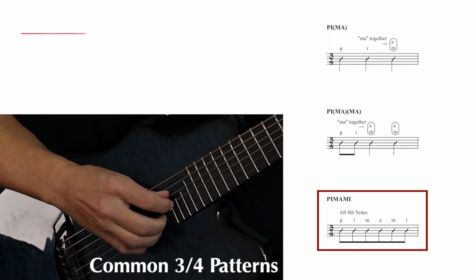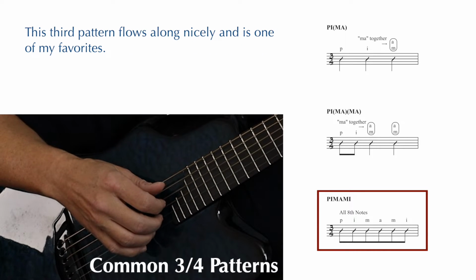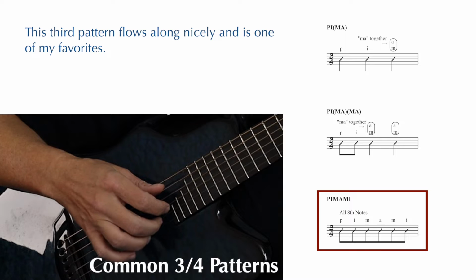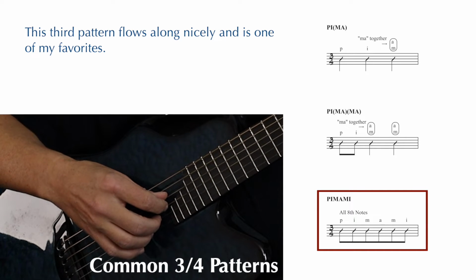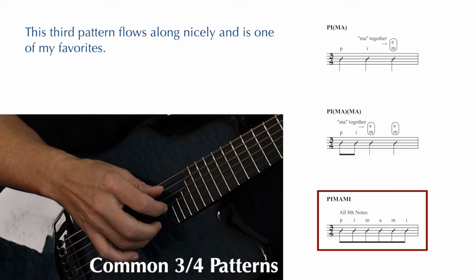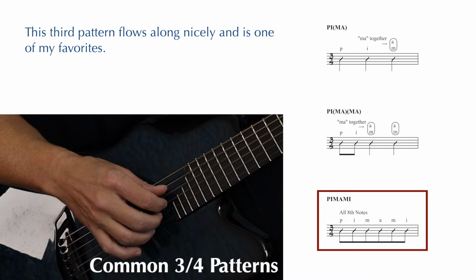And we have this continuous eighth note pattern that's simply thumb, 1, 2, 3, 2, and 1. And again, all eighth notes, so that's counted 1 and 2 and 3 and 1 and 2 and 3 and.